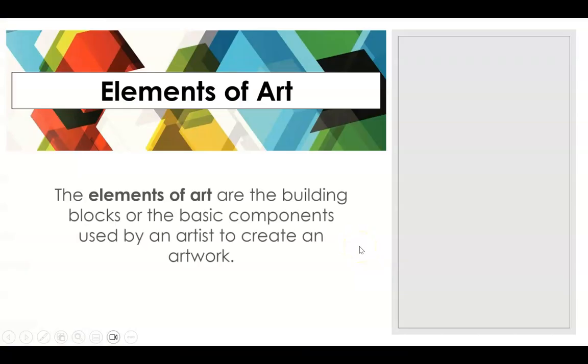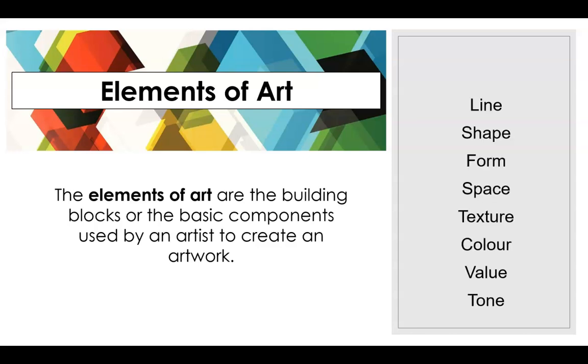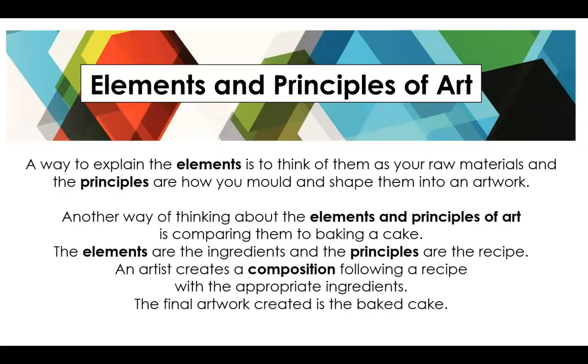So the elements of art. The elements are the building blocks or the basic components used by an artist to create an artwork. So we've got line, shape, form, space, texture, color, value, and tone. A way to explain the elements is to think of them as the raw materials and the principles of how you will mold and shape them into an artwork.